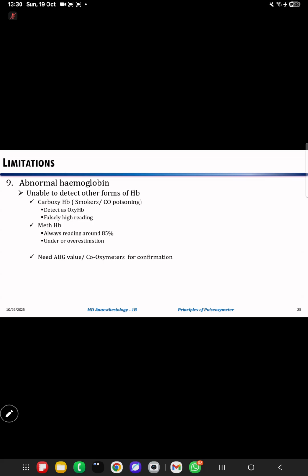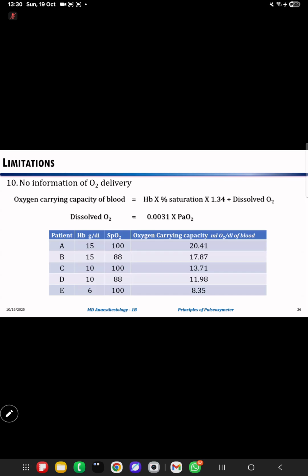So in case of these things, we might need co-oximeters, where they use additional types of hemoglobin assessments, and also might need the ABG value to get the correct oxygenation values. And the other limitation is that it doesn't give information on oxygen delivery.